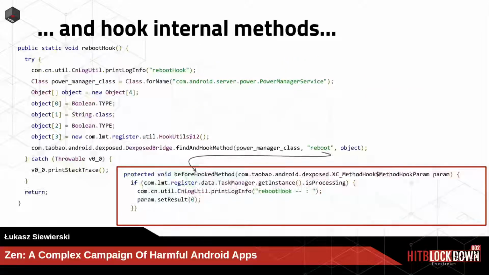It also uses that code to hook internal methods. And the way this is done is by looking at the methods that may interrupt the account creation process. So for example, one of such methods would be reboot. If the phone is requested to reboot, for example, by the user, this may interrupt the account creation process. So what this malware does, it creates a hook in the Power Manager service reboot method. And that hook doesn't do anything apart from returning 0.